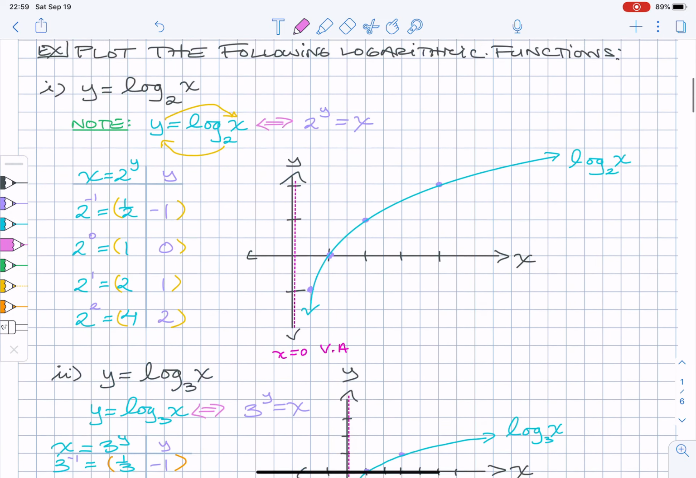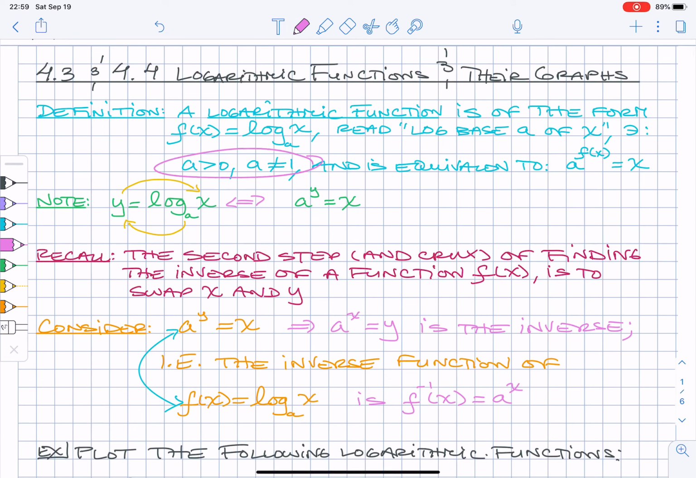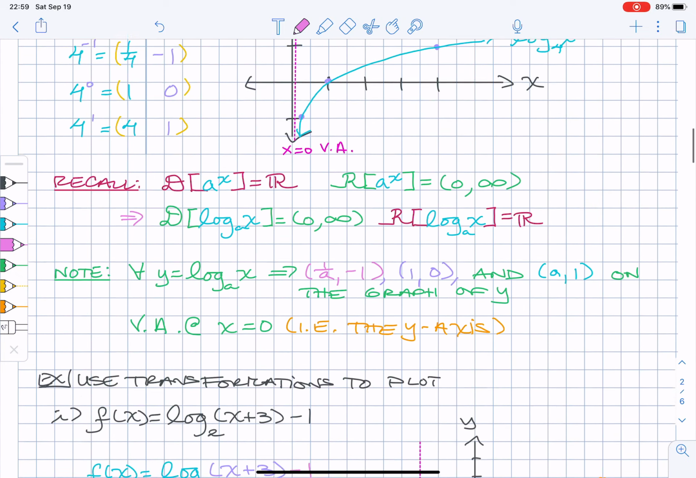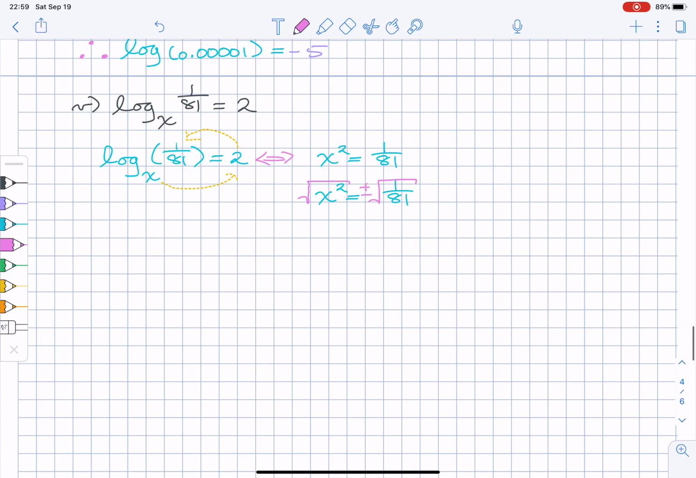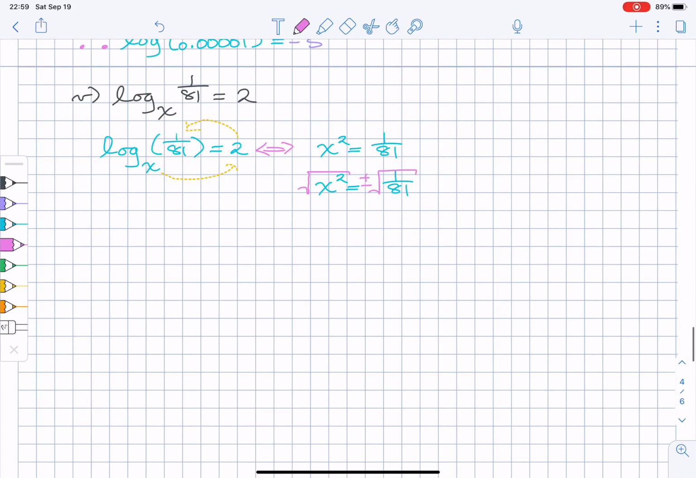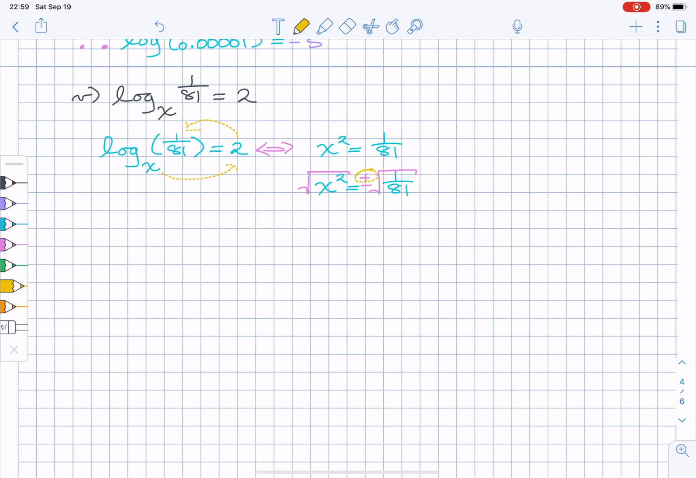Where is the definition of a logarithmic function? Here. The base a has to be greater than 0. So if the base a is greater than 0, and I'm solving for the base in this question, do you think I'm allowed to have a negative? No, I'm not. So I can only have the positive, right? Only have the positive. So we get that x is the positive square root.